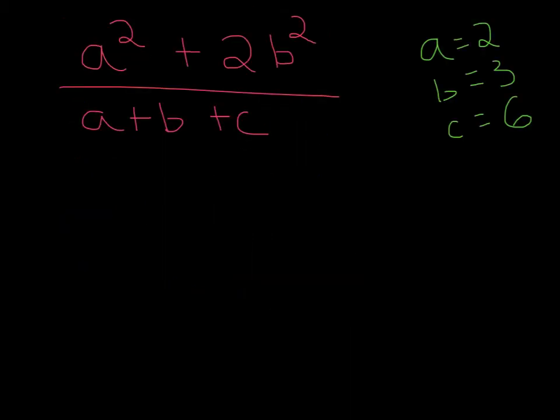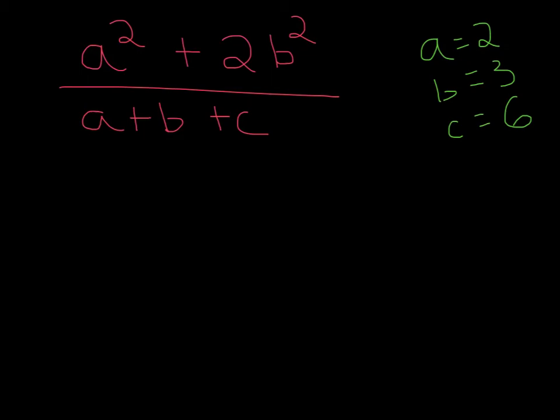Here's my next expression, a squared plus 2b squared divided by a plus b plus c. And the values of my variables: a equals 2, b equals 3, and c equals 6.